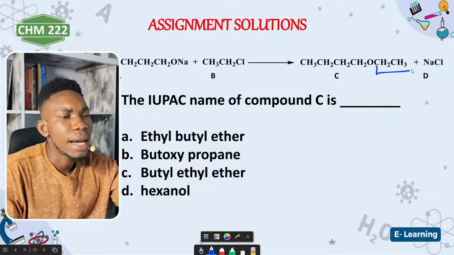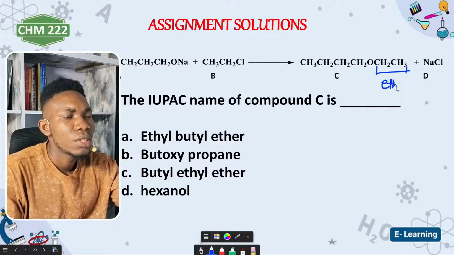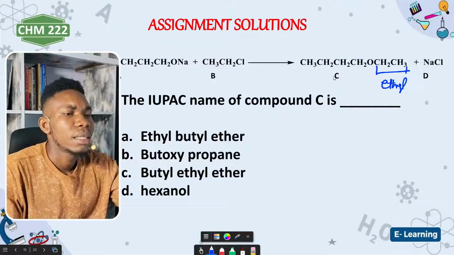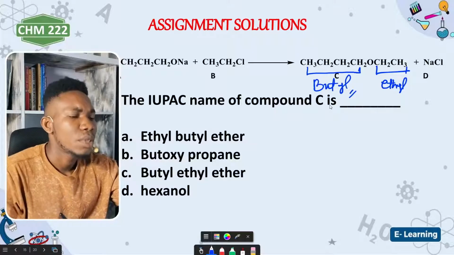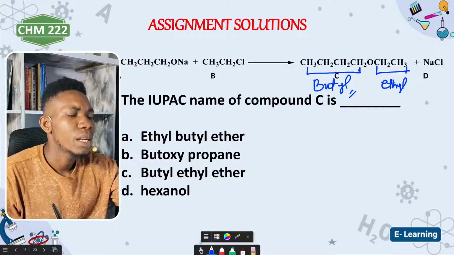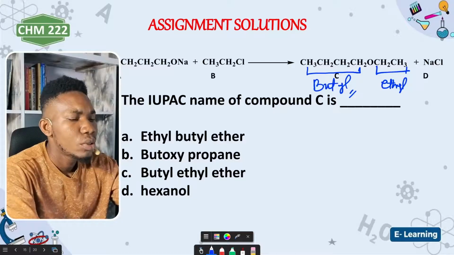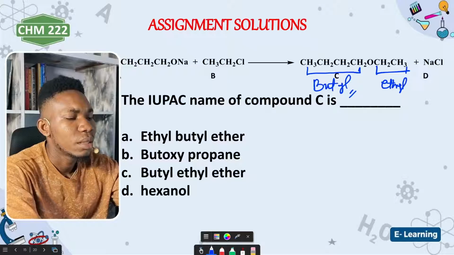This is ethyl. So this is the shortest, ethyl, all right? And then this one is butyl. So which of them do you think actually comes first? Is it the butyl or the ethyl? I know the nomenclature, you use the one that comes first alphabetically.